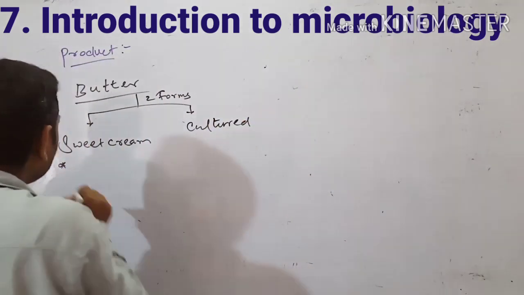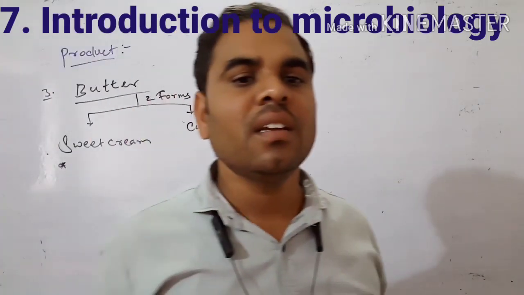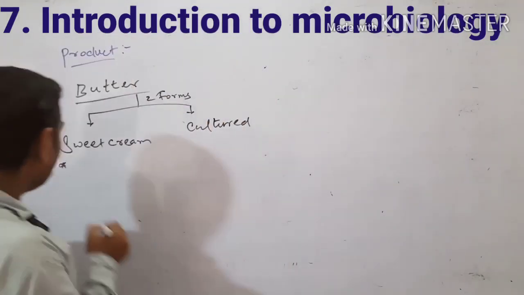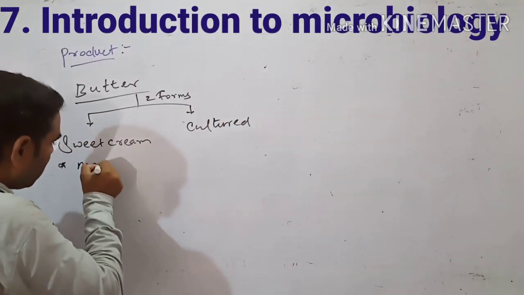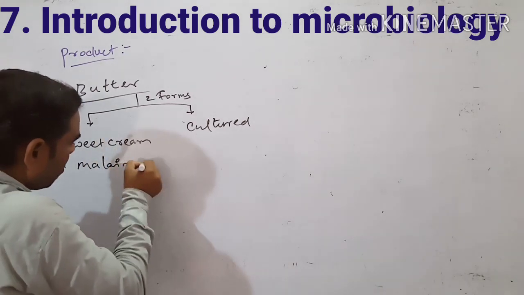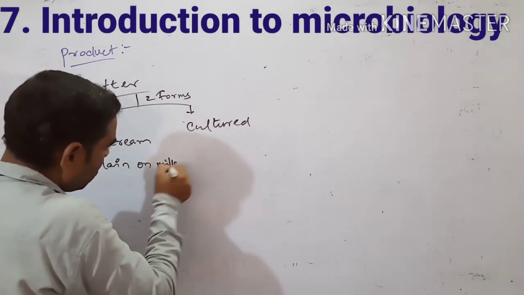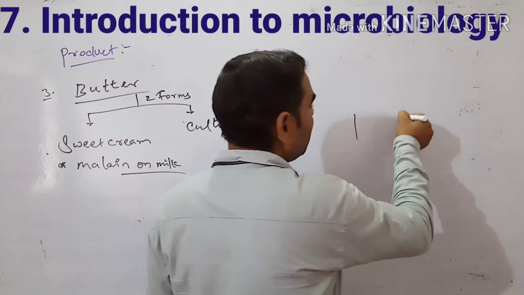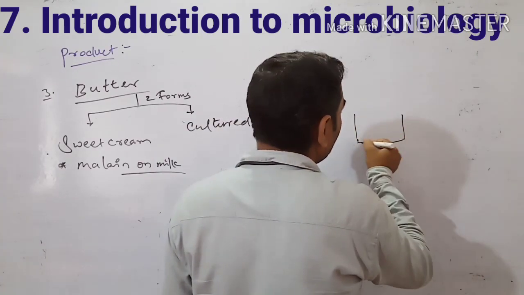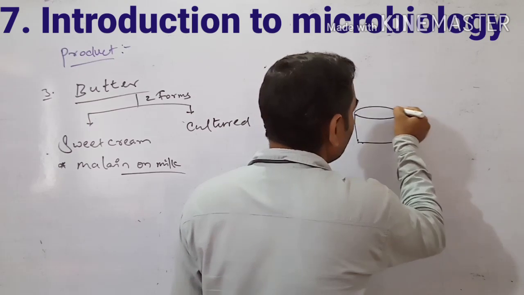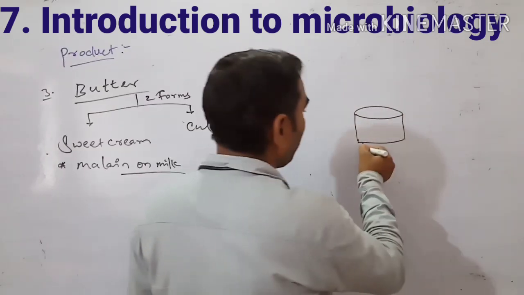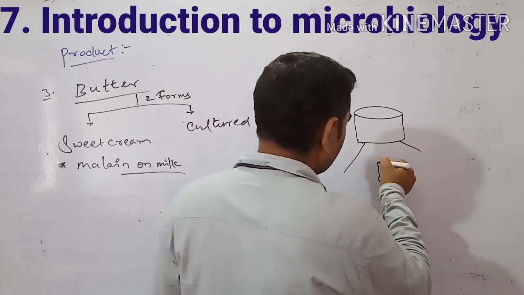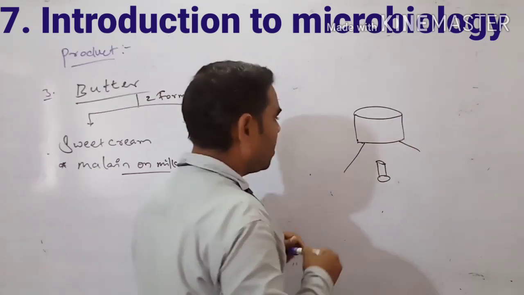First we have to see the sweet cream. What is sweet cream? It is malai and milk. We are boiling this milk in a bowl. What will happen? It is boiling the milk.